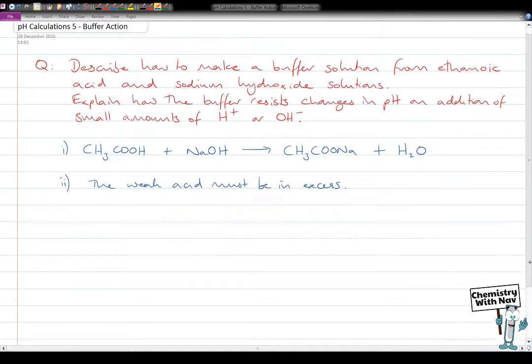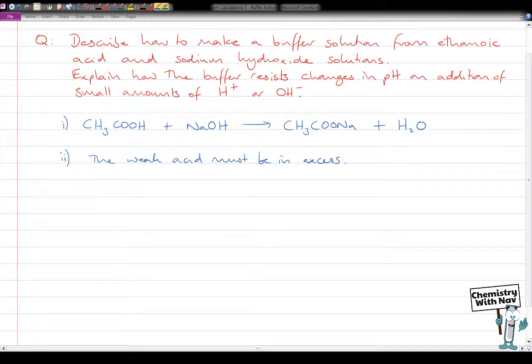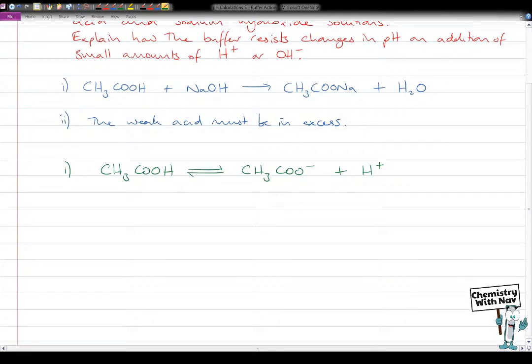The second is about the actual action itself. And I would suggest this goes in sort of three sections. So one, you write the equilibrium, and that's the equilibrium of the weak acid. So CH3COOH in equilibrium with CH3COO- and H+. Because that sets us up really for everything else that we need. That's usually also the first mark in that question.